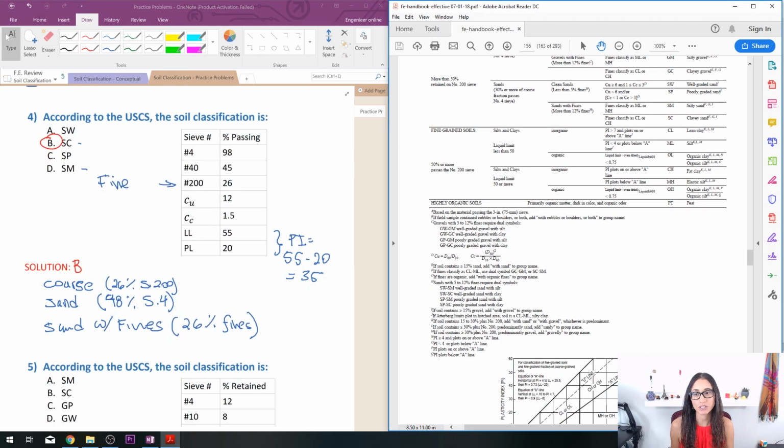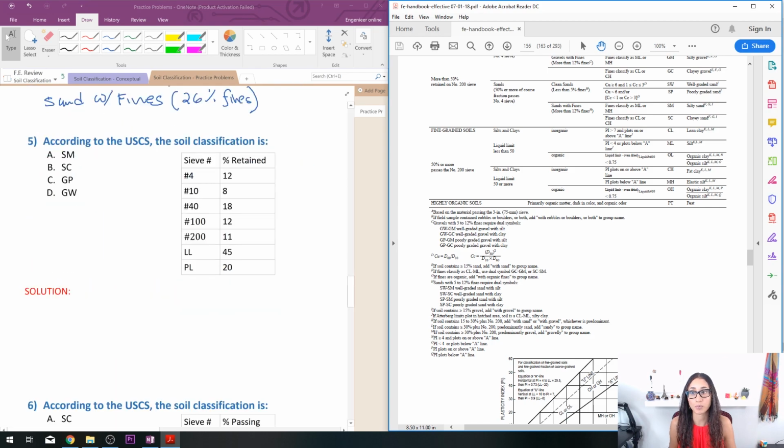Notice, guys, here we didn't really use the uniformity coefficient or the gradation coefficient, or sieve number 40. Sometimes they do that in the test. They throw in extra information that you don't necessarily need, so just be careful with that. If you don't need to use it, you don't need to use it. So, okay, let's go to question number 5.